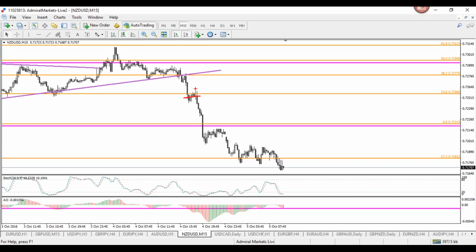Let's see. There were some small bear flags here, here, and here. This was sideways flat.